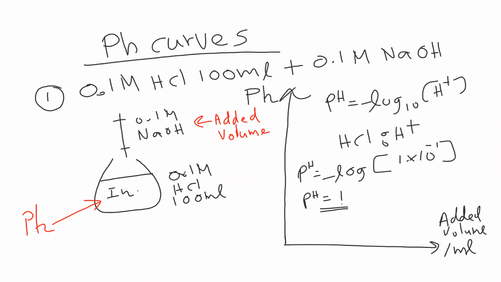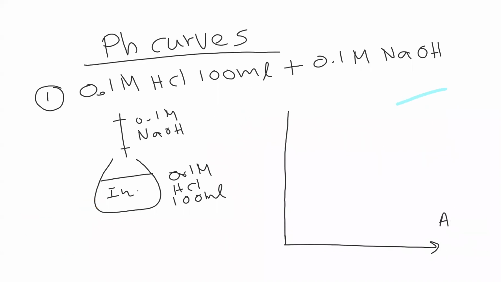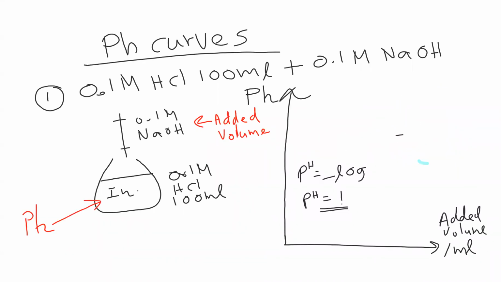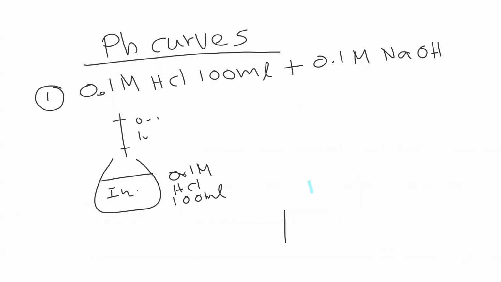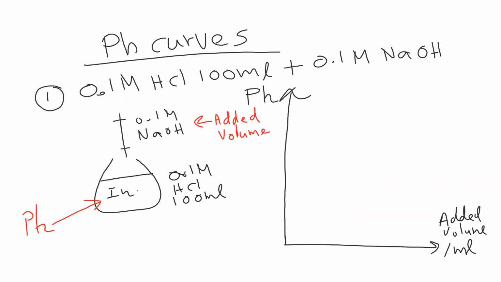Actually, if you get this in your exam and they ask you to draw a pH curve, there is no need to do any calculation. Just remember, before adding any amount of the base, the initial pH is 1. Initial pH of the solution is 1. Okay, so you should start the curve from 1.